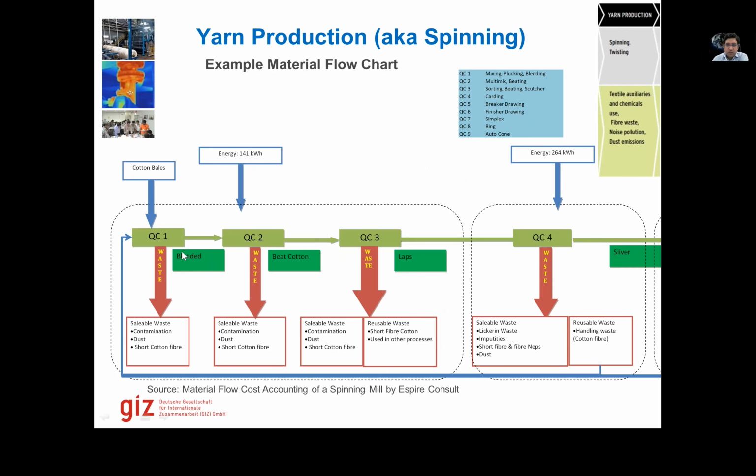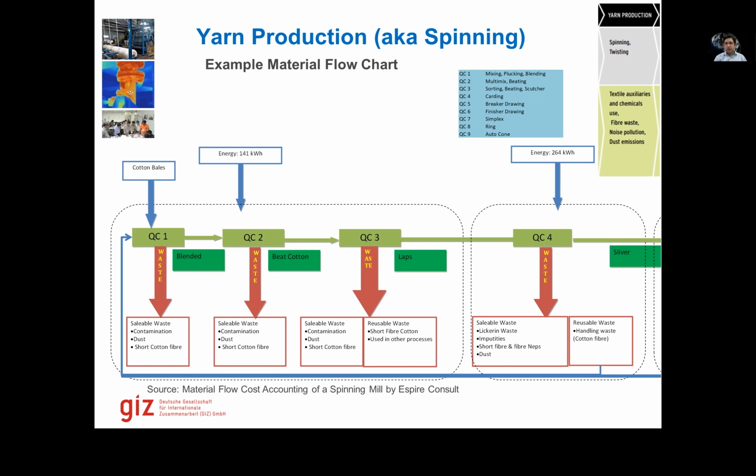So this first process, for example, mixing, plucking, and blending, what we do is that we get cotton in the shape of big bales. So these are very, very big piles of cotton. We open them up and we start to mix them. This mixing is usually done on a manual machine. And then there are dozens of workers sitting there to do the plucking.